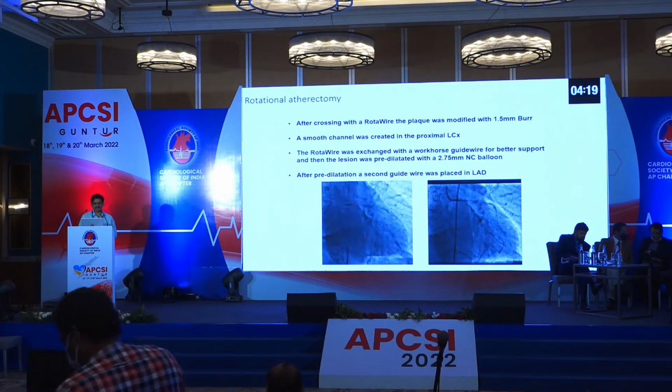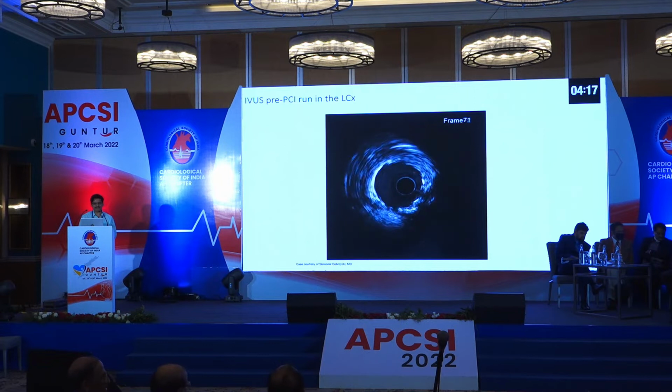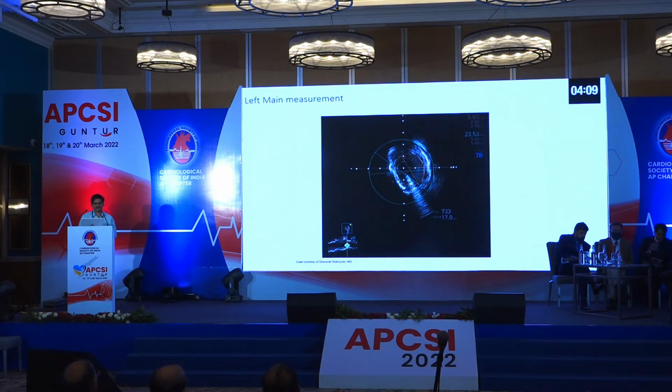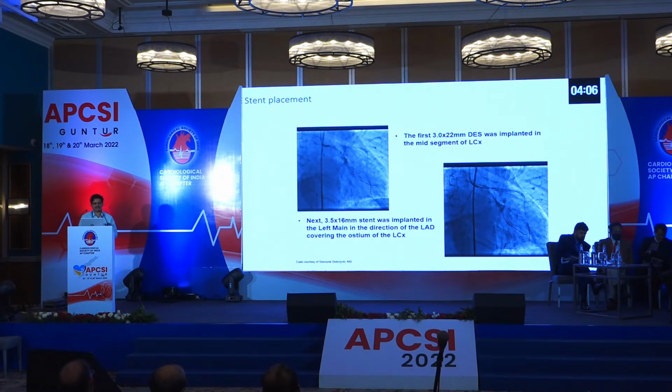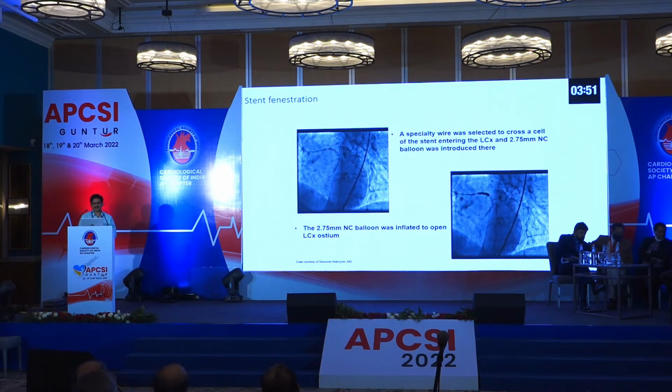After pre-dilatation, a second guide was placed in the LAD. And this is the pre-PCI run in the circumflex. You can see after debulking of the calcium material, and this is the left main measurement by means of this one, and then the stent was placed, 3.0 by 22, in the mid circumflex first. The next, 3.5 by 16, was implanted in the left main, in the direction of the LAD, covering the ostium of the circumflex. Then a special wire was selected to cross the cell of the stent, entering the circumflex, and ultimately the balloon was inflated to open the circumflex ostium.